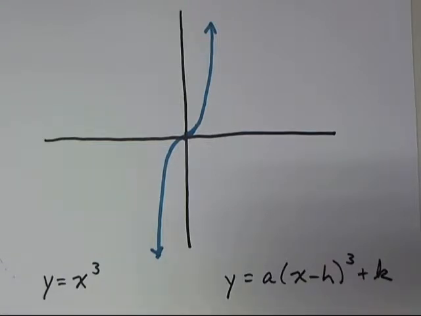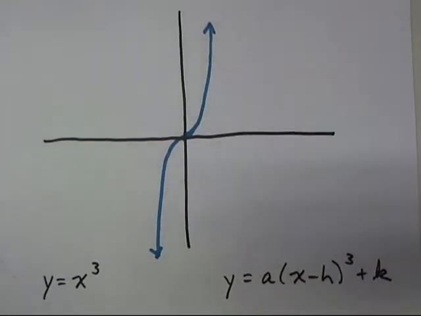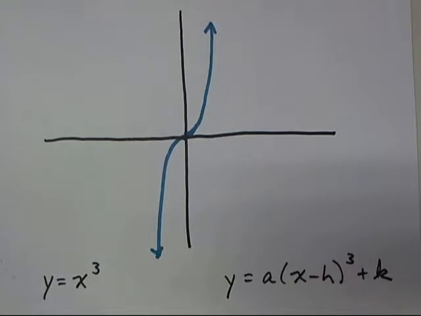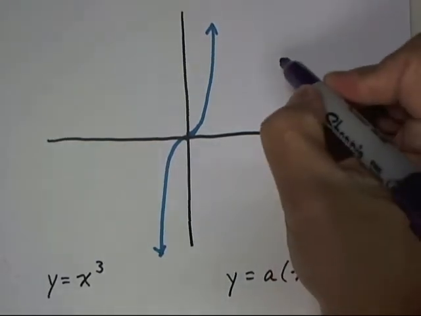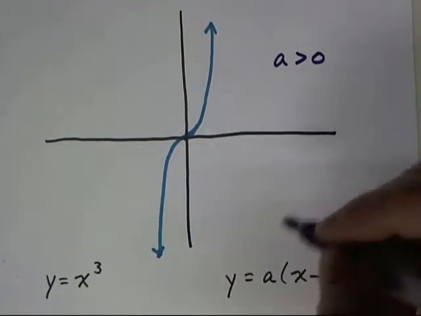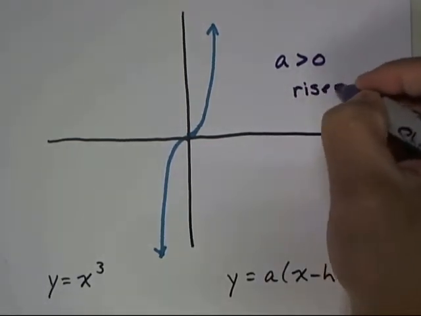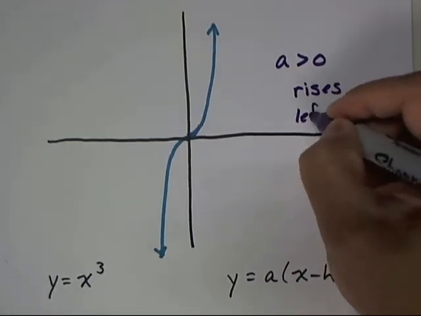So what does a do? Well, a does a couple different things for us. First of all, we need to identify if a is positive or negative. If a is positive, then our graph looks as it does here. It has that positive type of slope, and it rises from left to right. Your snake is going up. So if a is greater than 0, the graph rises left to right.